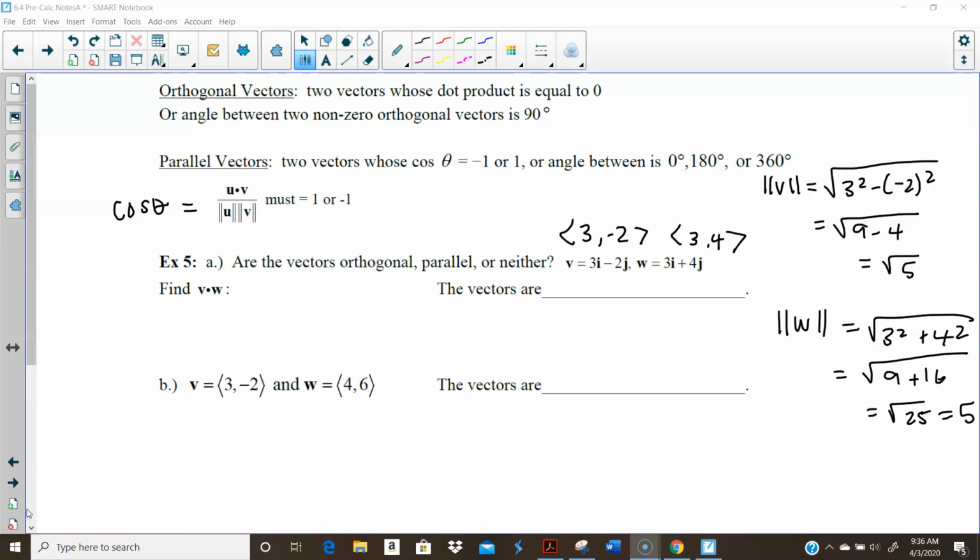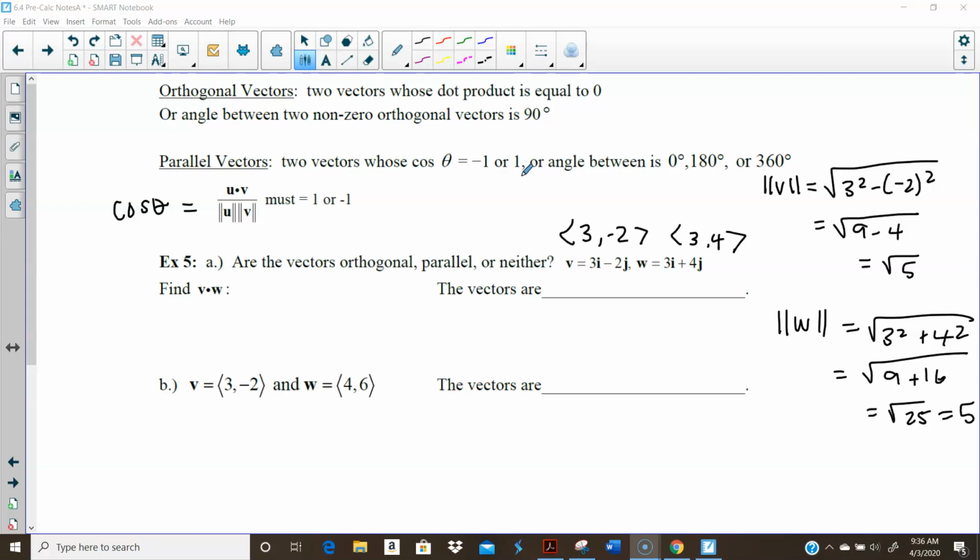Parallel vectors, if you remember at what angle cosine theta is equal to -1 or 1, we know theta would be 0 degrees, 180 degrees, or 360. So if the angle between the two vectors is 0, 180, or 360, we know that the two vectors are parallel. The first thing I do is I test if they're orthogonal by taking the dot product.